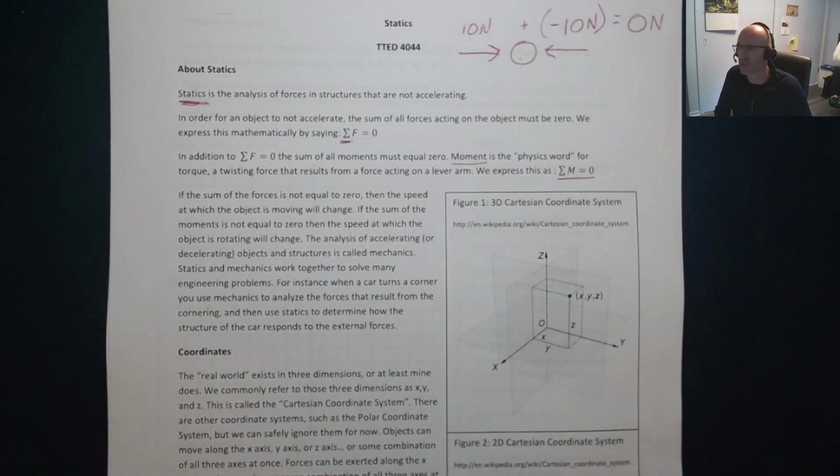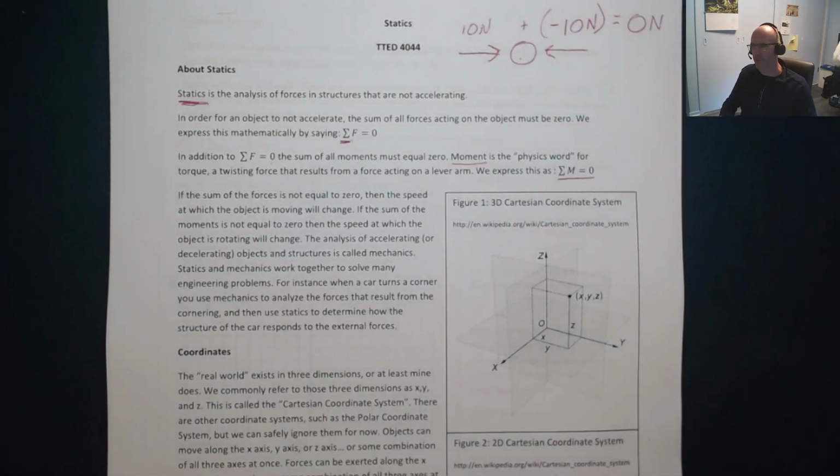So the sum of forces is going to all add up to 0, and the sum of all the moments when you add everything up is also going to be equal to 0. So we need to make this all balance out. And to do that, we need to understand a little bit about what we're talking about when we're referring to the forces, and we need to understand what we're talking about when we refer to the moments.